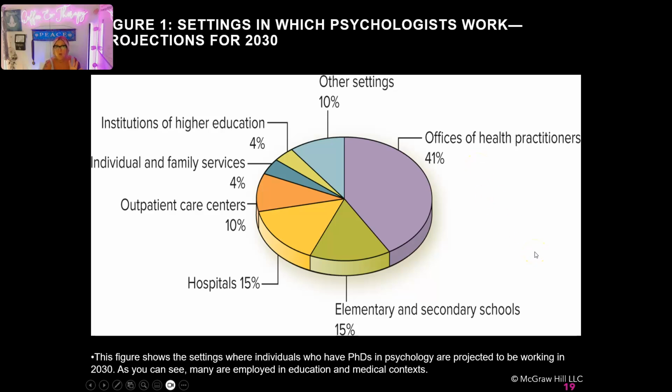All right, so according to your text, this is a nice little pie chart that shows where people in the psychology world work. You've got 10%, which is other settings. 41% of psychologists work in offices and they are health practitioners. 15% work in elementary and secondary schools. 15% work in hospitals. 10% work in outpatient care centers. 4% work in individual and family services, and 4% work in institutions of higher education, so professors, instructors, things like that.